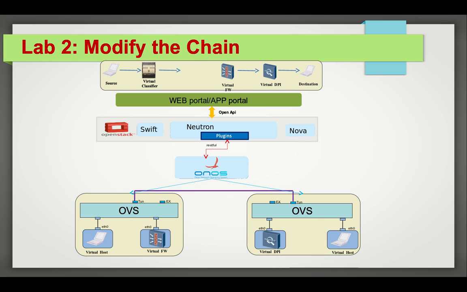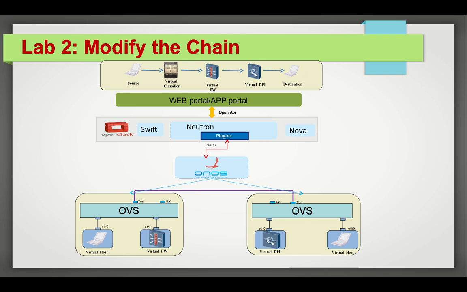Also, I'm going to delete the parental control service function such that the packet path will resume to the previous service function path, that is firewall and DPI.